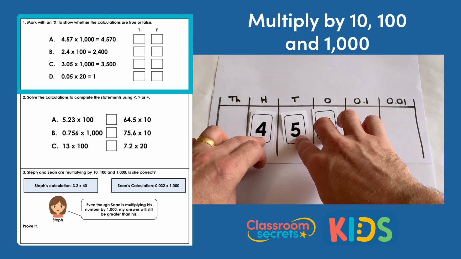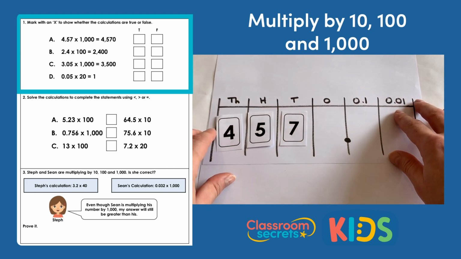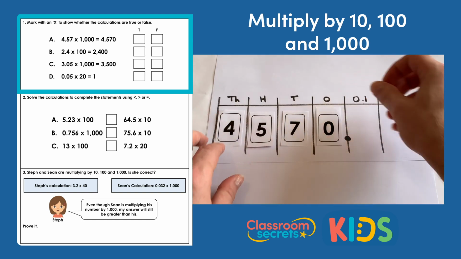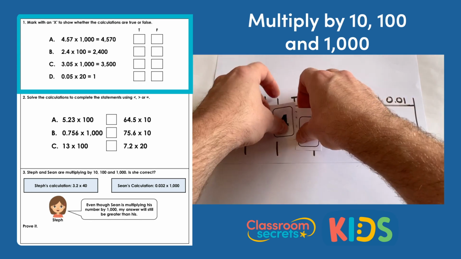1, 2, 3. Now we haven't got any ones now, so we need to put a 0 in there to show that we haven't got any ones. 0 is a placeholder. So the result of that calculation will be 4,570. That's what A says, so A is true. Let's have a look at B then.